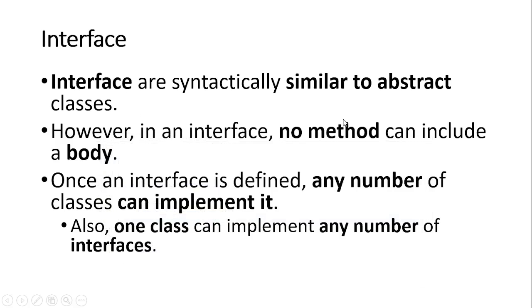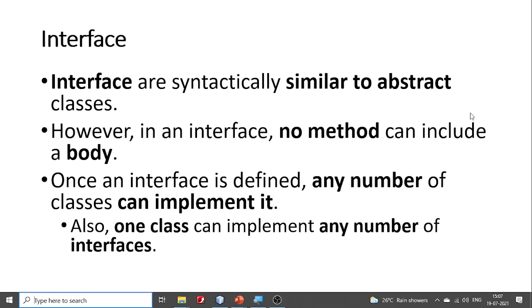So that is the idea of the interface. So what is an interface? It is similar to an abstract class, but the only difference here is that all the methods in the interface are abstract. So what is the one difference between an abstract class and an interface? An abstract class can also have a concrete method.